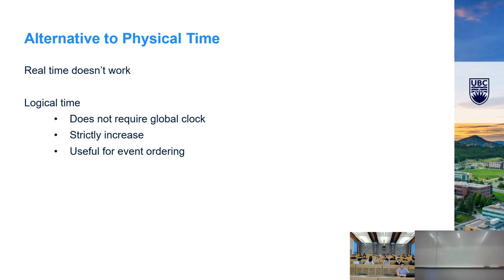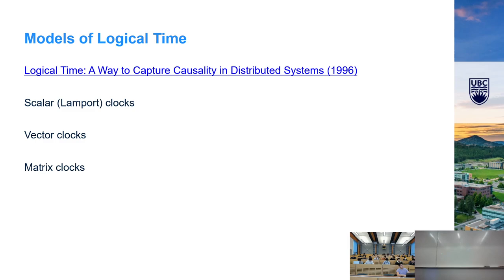Depending on what kind of clock we use, we may have weaker or stronger guarantees. So I'm going to provide examples. I'm going to spend a lot of time on scalar clocks, a little less time on vector clocks, and a very small amount of time on matrix clocks. There are other more complicated clock models as well, but this is a decent way of getting started.